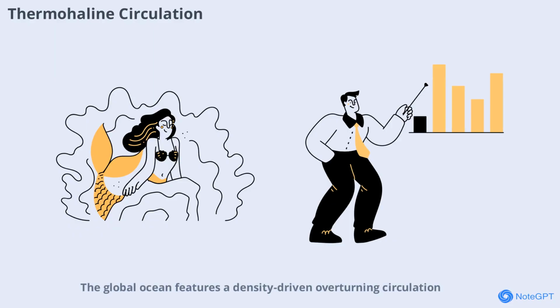The global ocean features a density-driven overturning circulation, often called the global conveyor belt or thermohaline circulation. At high latitudes, cold, salty water sinks to the deep ocean, driving a slow but powerful flow that redistributes heat and nutrients around the globe. This circulation helps keep Western Europe mild and transports carbon and nutrients. Changes in this system can have major impacts on regional and global climate.